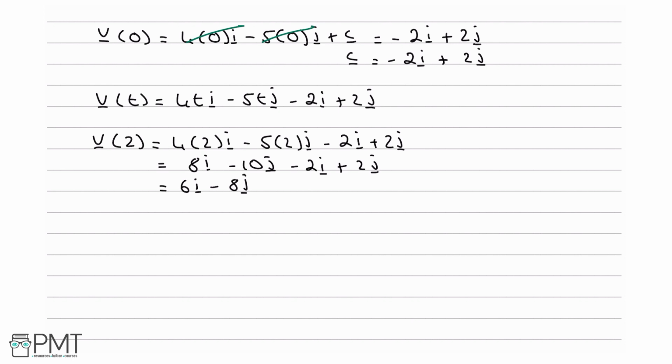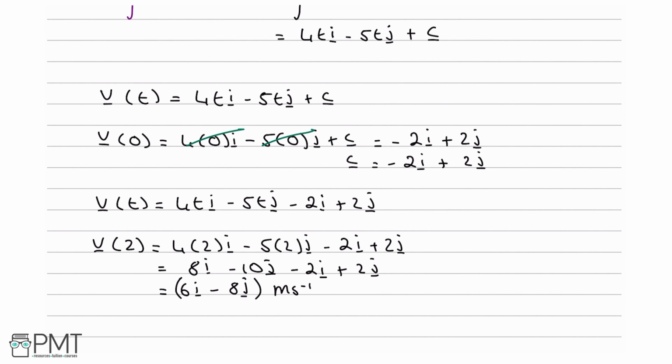Now we're going to put brackets around this, and we're going to write out our unit, which is meters per second. So this part is worth 2 marks. Your first mark comes from integrating your acceleration to get a velocity component as we have here. And then your second mark comes from plugging in t equals 2 to get this answer.